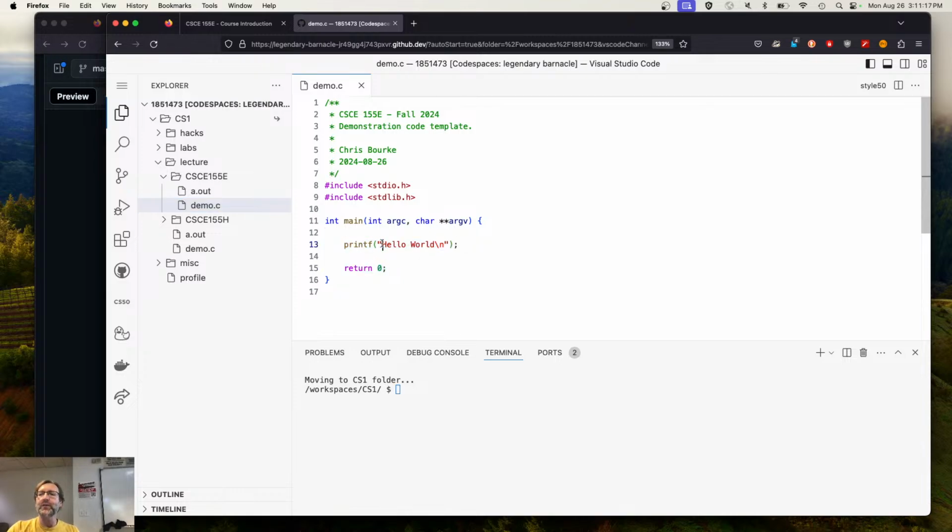Probably prints. I don't know what F means. We'll understand that later. But what do you think it prints? Hello world. And then what's that weird thing right there? That's a new line character, right?